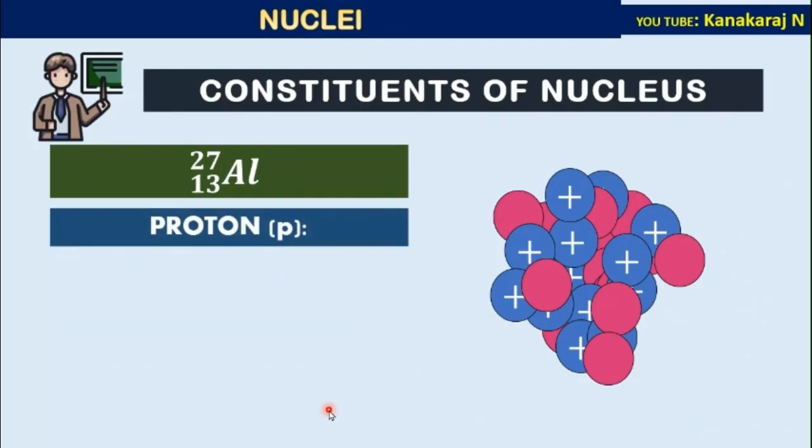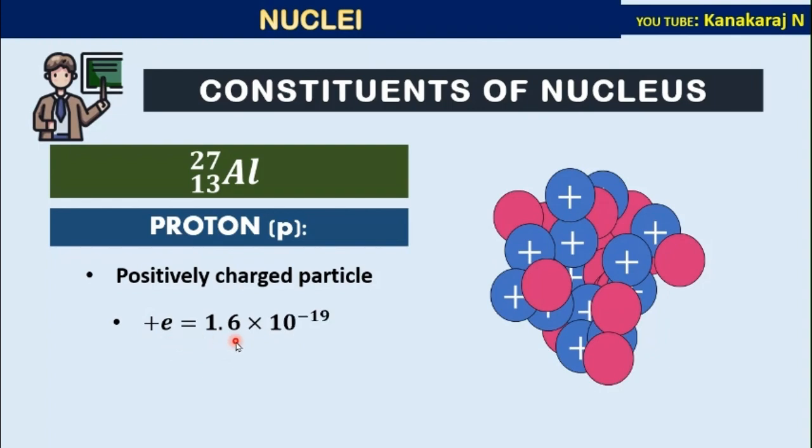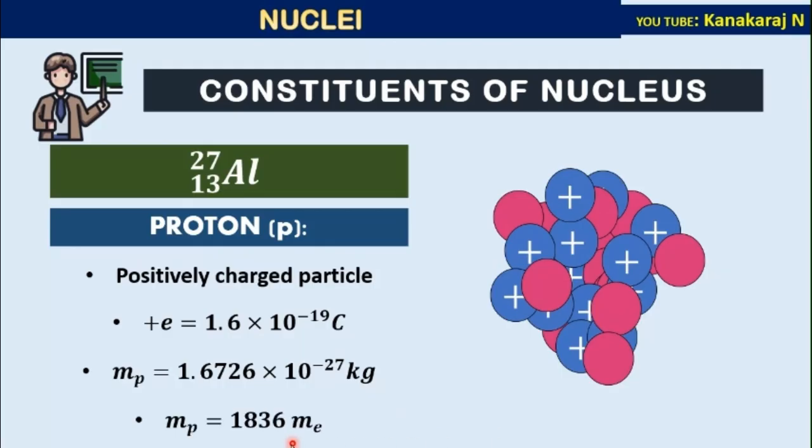Let us first learn proton. It is a positively charged particle. Its charge plus e equals 1.6 multiplied by 10 power minus 19 coulomb, and the mass of the proton, m_p, equals 1.6726 multiplied by 10 power minus 27 kg. Mass of the proton is 1836 times mass of the electron. The electron mass is very negligible in atom.